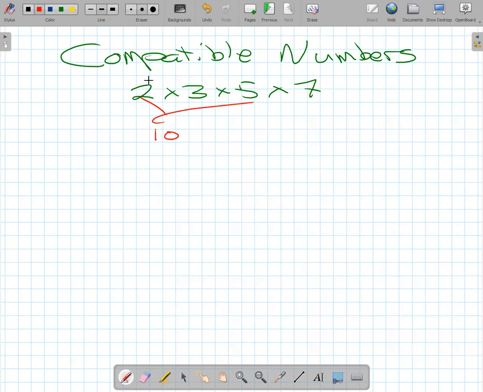So we could look at this instead of doing it left to right. We can say, well, how about we just view this as 2 times 5 is 10 times 3 times 7, which is 21. So we can more quickly get 210.